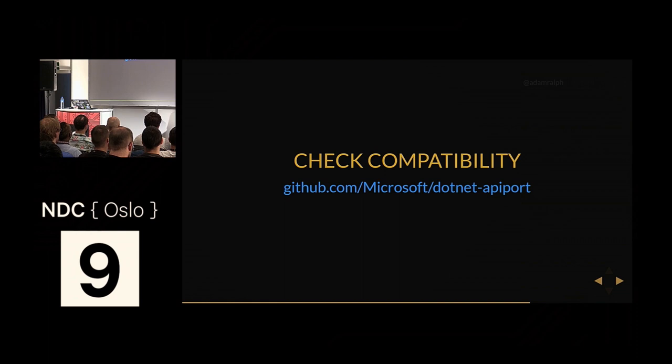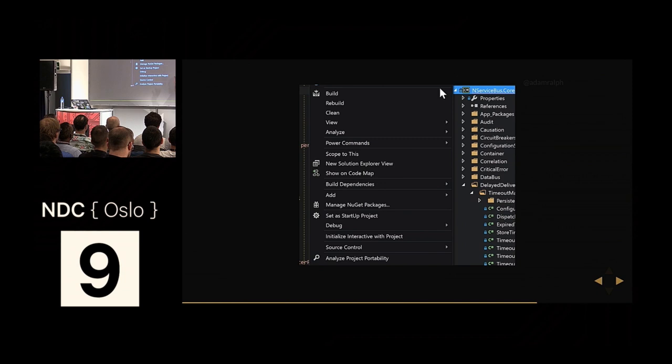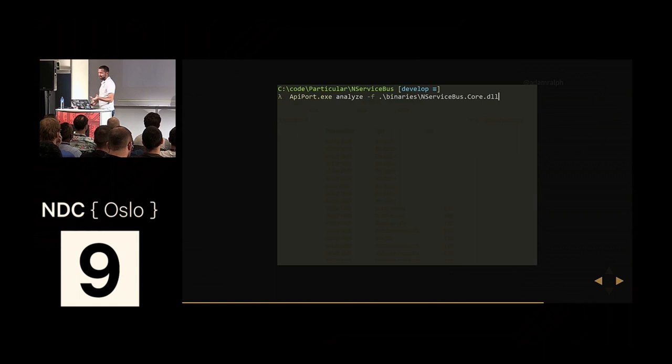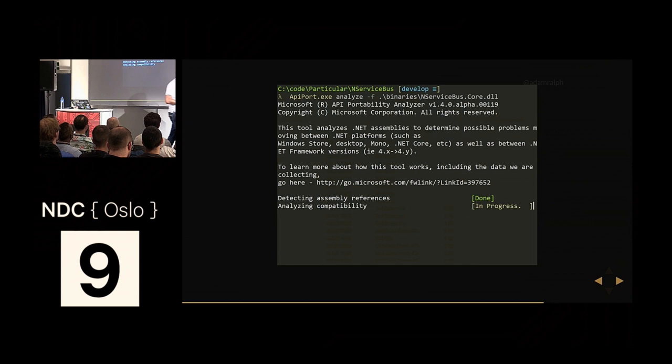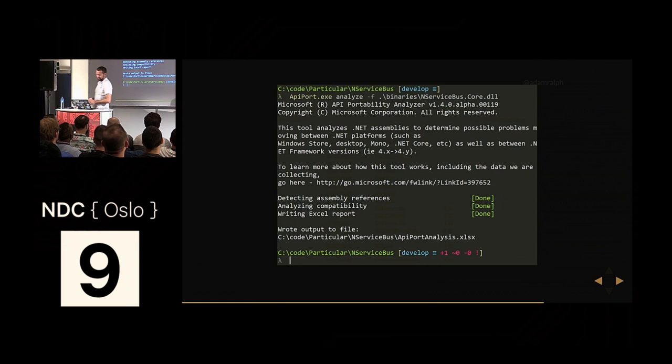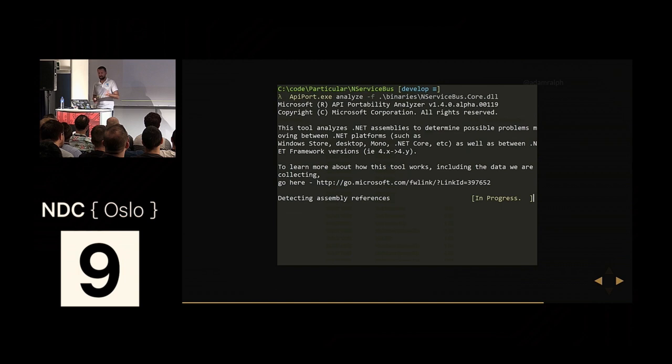And this comes in two forms. Don't worry about the URLs, you can grab my slide deck later. This comes as a Visual Studio add-in. It's just project, right-click, analyze project portability. And I think this is going to be bundled in the next version of Visual Studio, so you don't even have to install it explicitly. Or it comes in command line form. You just point it at your DLL, and it goes off and analyzes it, and it produces, of all things, an Excel file. I think you can output it to HTML and JSON as well.